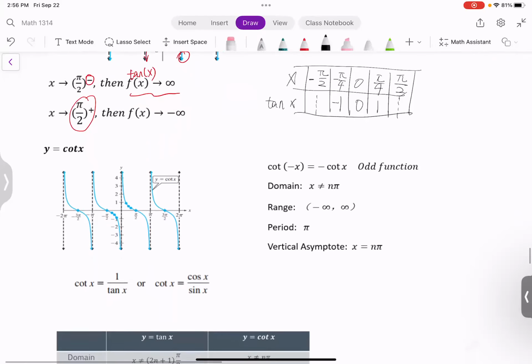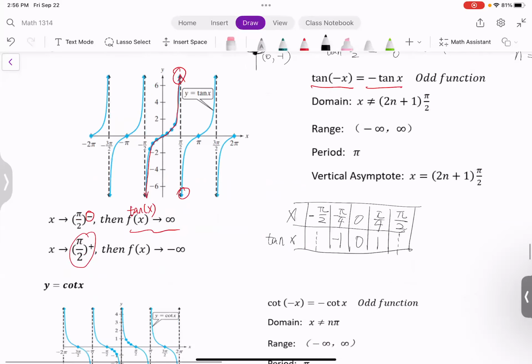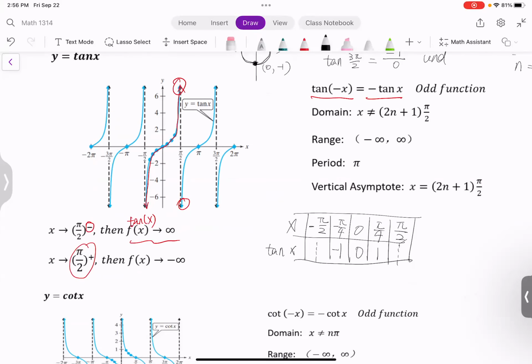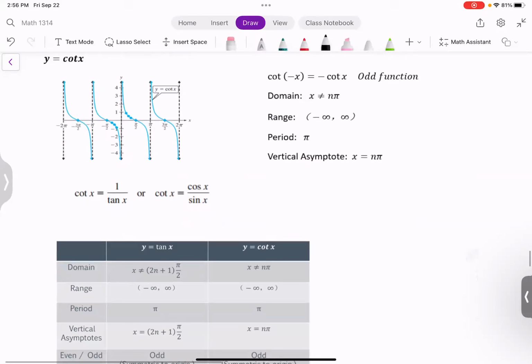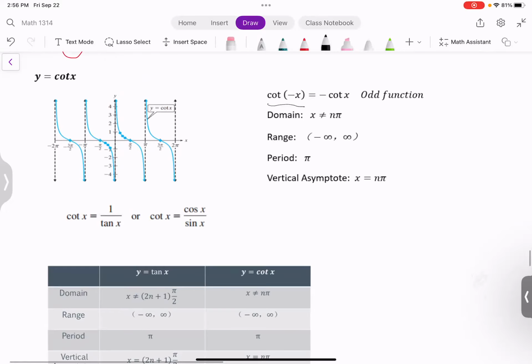All right, let's look at the cotangent. Cotangent is a decreasing function. Oh, tangent is an increasing function. Decreasing function means from left to right my graph is going down. Cotangent is an odd function, same as tangent. Cotangent of negative x equals negative cotangent x. That means if I rotate 180 degrees, I will get the same graph.